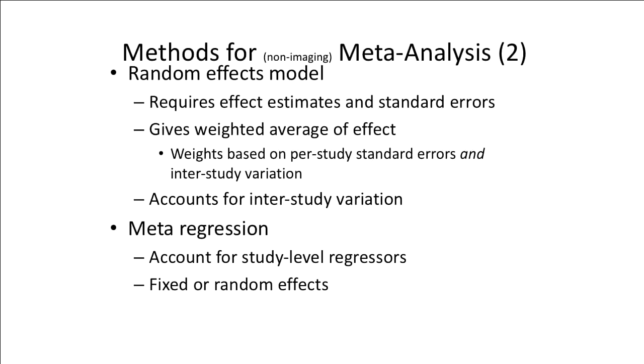And then finally, something else we don't really have a lot of in brain imaging is meta-regression, as it's termed in the traditional meta-analysis literature, where you try to account for factors that might explain variation between studies. For example, the year of publication, or the subdomain in which this research was carried out.